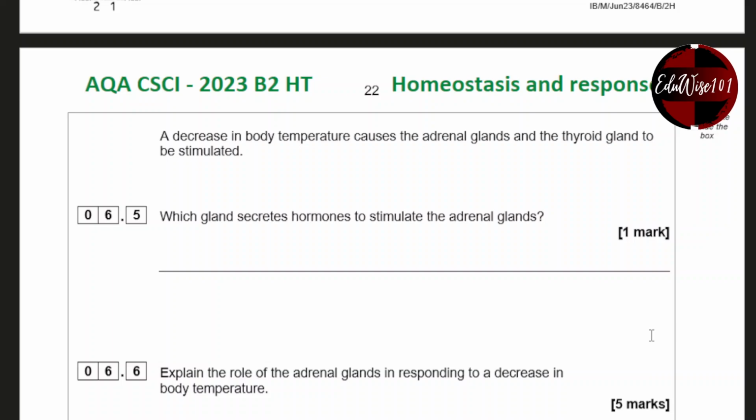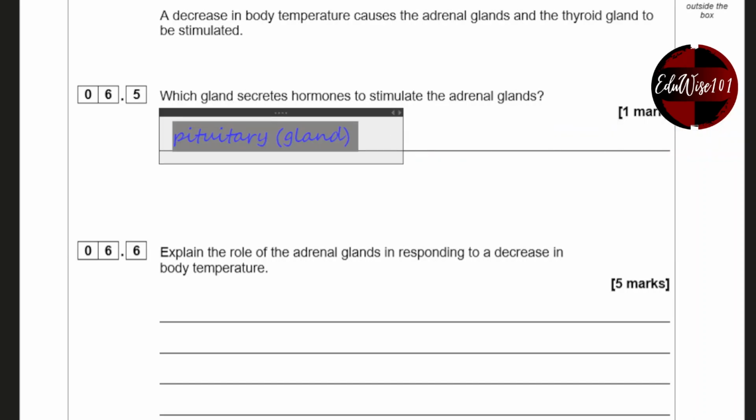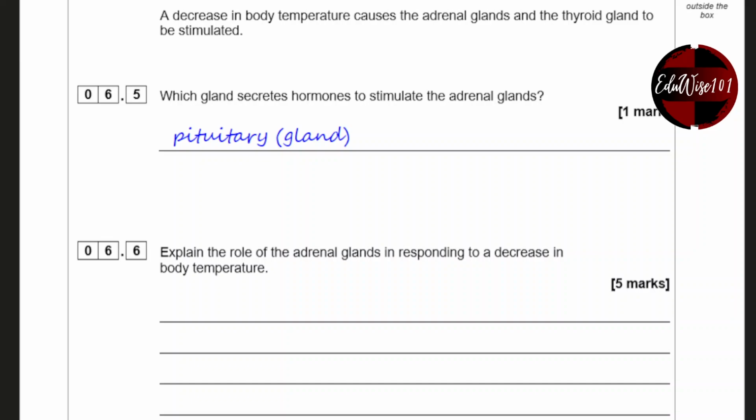A decrease in body temperature causes the adrenal glands and the thyroid glands to be stimulated. Which gland secretes hormones to stimulate the adrenal glands? Now, the adrenal glands are stimulated by the pituitary gland, which is found at the base of your brain. That is the gland which controls your body temperature.